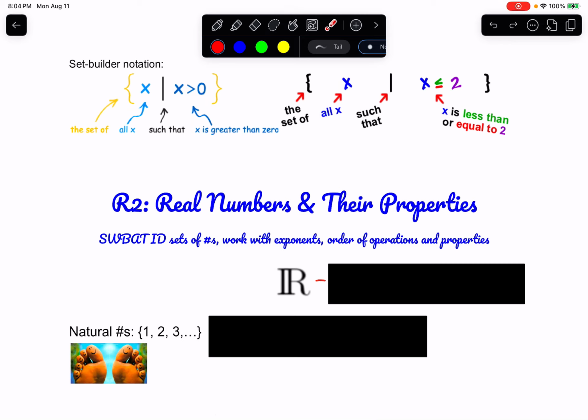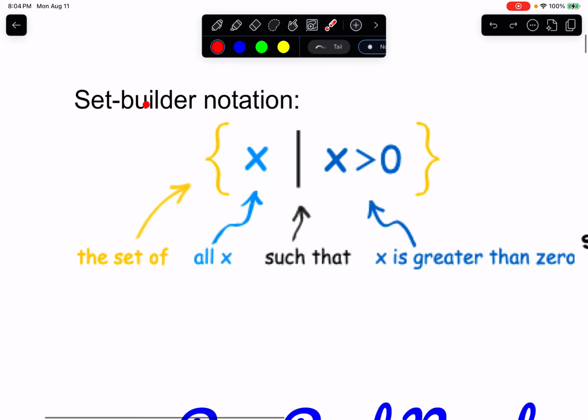Hi everyone. Today we're going to take a look at the R2 notes, but before we do that, there's a small little section here on set builder notation. This is just a way of representing a set of numbers, and the first thing you're going to notice is this curly bracket at the start and the end. This is how we denote a set of numbers.